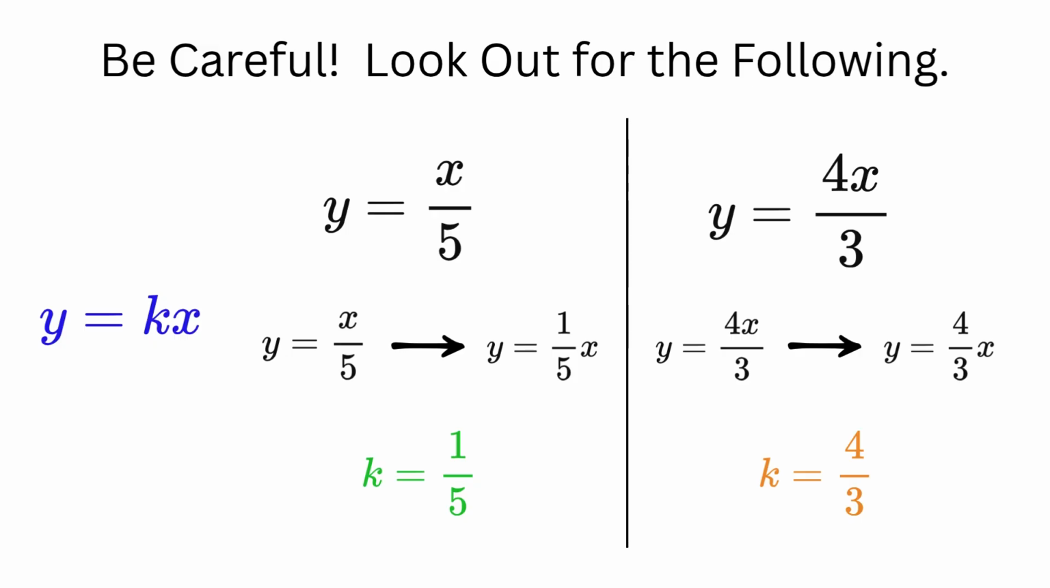Now look at Y equals 4x divided by 3. We can rewrite that as Y equals 4/3 x. Now it's in the right form. So K equals 4/3. That means Y changes by 4/3 for every 1 X. So remember, even if an equation has division, you can always rewrite it as Y equals Kx. Once it's in that form, the number multiplying X is your constant of proportionality.